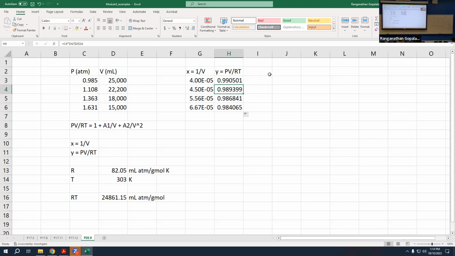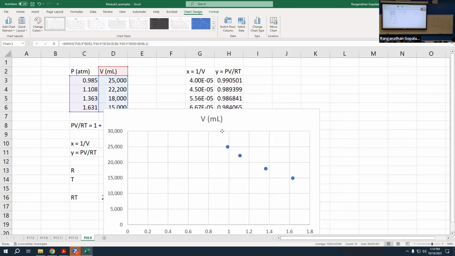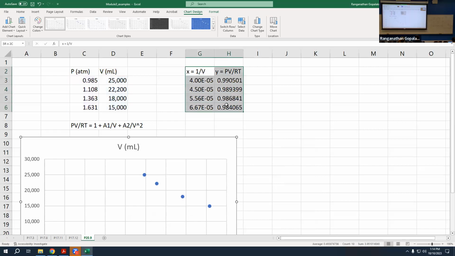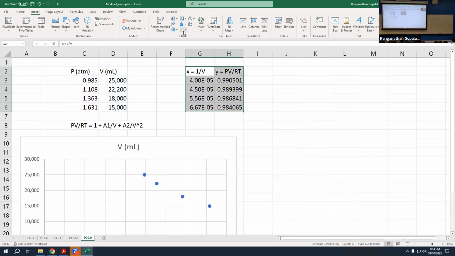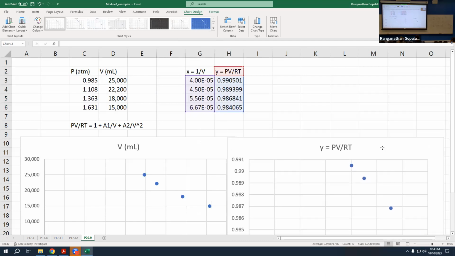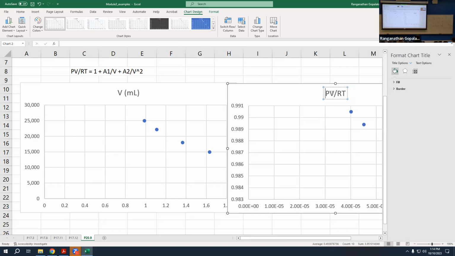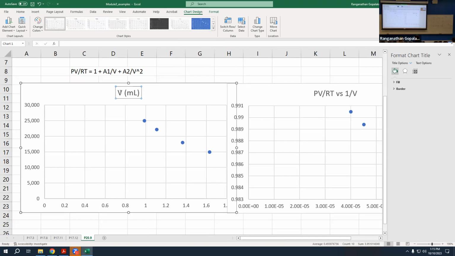So before you plot this quantity, you can just check what is the plot between pressure and volume directly. That comes out to something like this. Okay. And if I plot these two, I get something like this. That is, this is PV over RT plotted versus 1 over V. And this is pressure plotted versus volume.